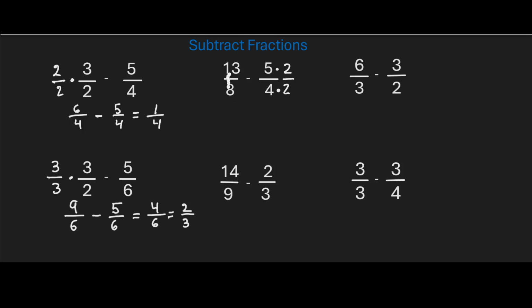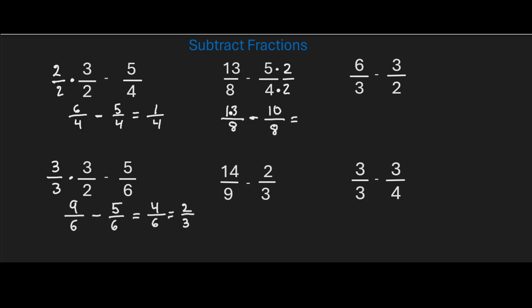Then I'm going to bring this down, which is going to be 13 divided by 8 minus, and then multiply 5 times 2. That's how we're going to get 10. And then 4 times 2, that's how we're going to get 8. Only when they have the same denominator can you add or subtract.